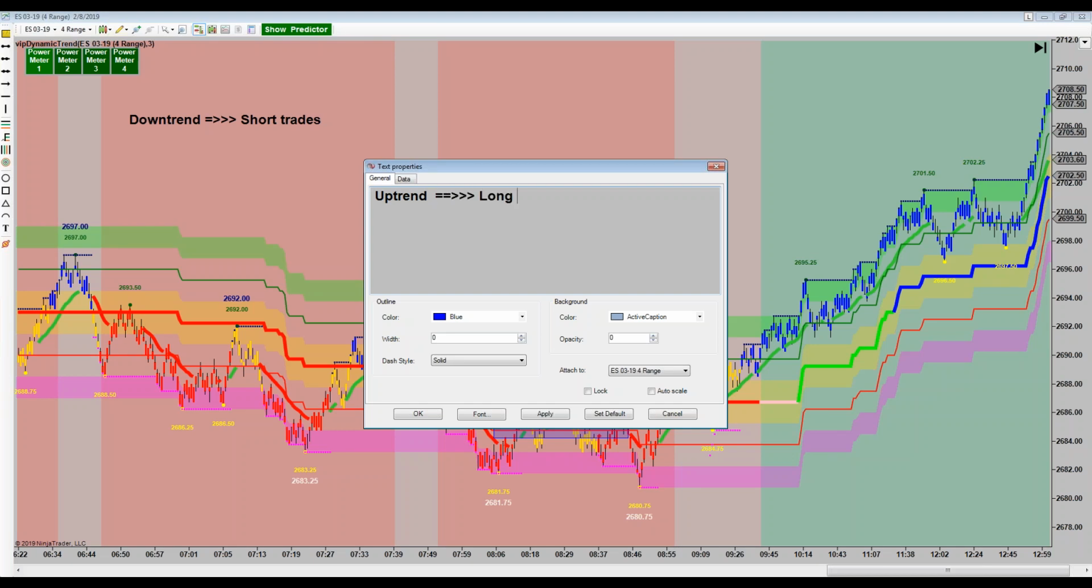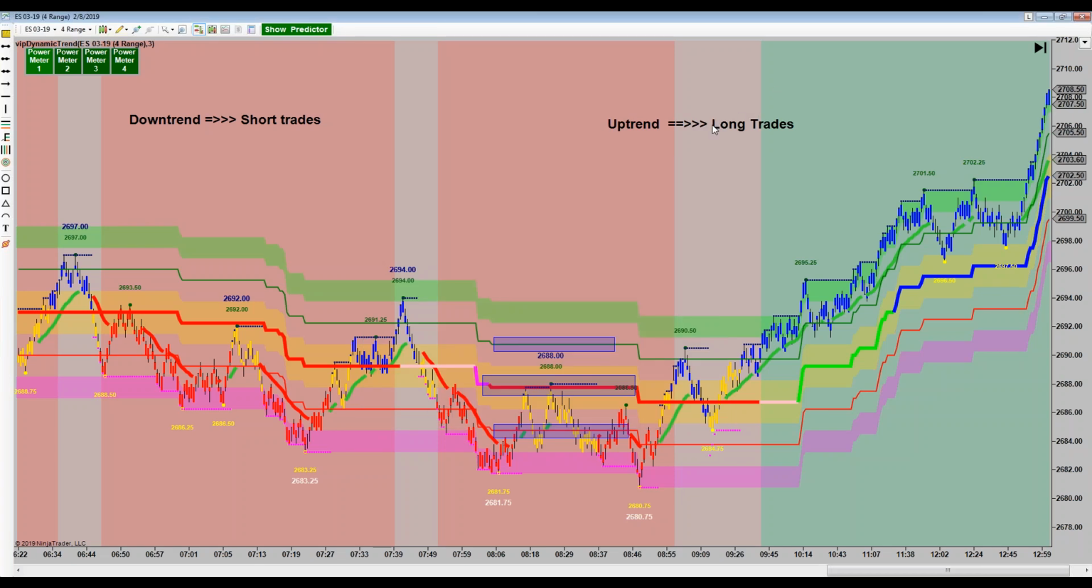Long trades only. Now, that's the easy part. I think everybody would agree, that's a pretty obvious statement. Sell short in downtrends. Buy long at support on uptrends. Okay, that's kind of a no-brainer. Now, what's the tricky part? Well, the tricky part is knowing where to get in to take the trade, yes?